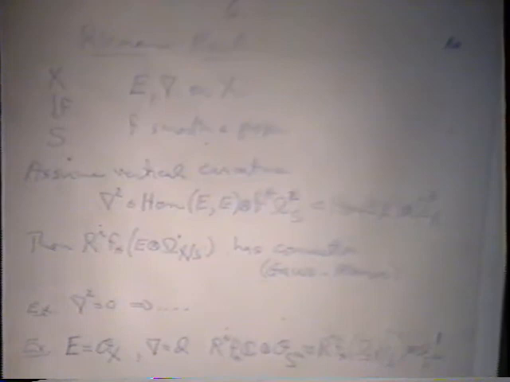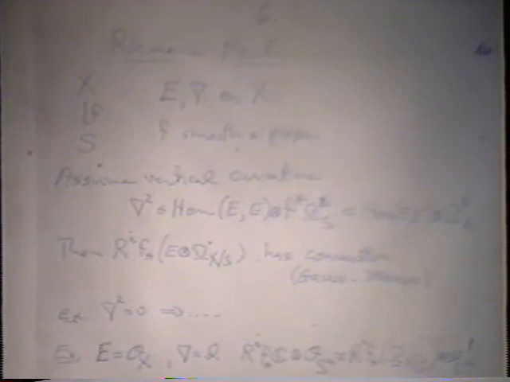So we give ourselves a relative situation: a smooth proper morphism. In fact, the theory is more general, but just to keep it simple, a smooth proper morphism from X to S, and a vector bundle E with a connection nabla on X. And now I want to place myself firmly in the middle between general connection and integrable connection.